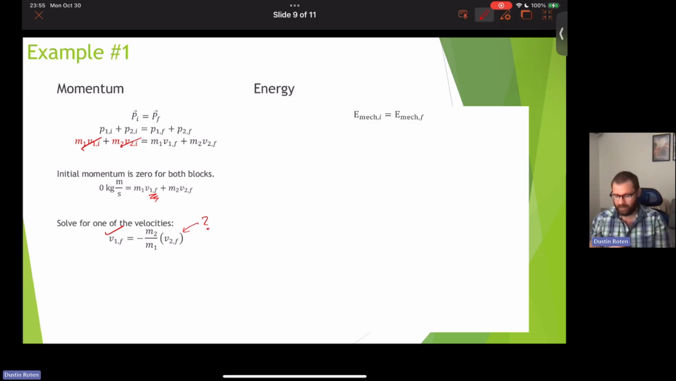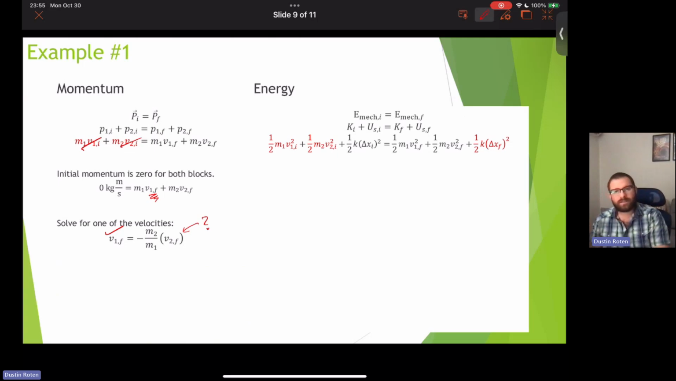So let's move to the energy setup. We know that the mechanical energy before and after is conserved. So let's write this out. We have the initial kinetic energy of both blocks. They're not moving. Remember, they're smashed together and they're being held there. Both of these terms just go away. The only thing in the before situation is that spring potential energy getting ready to push those blocks apart.